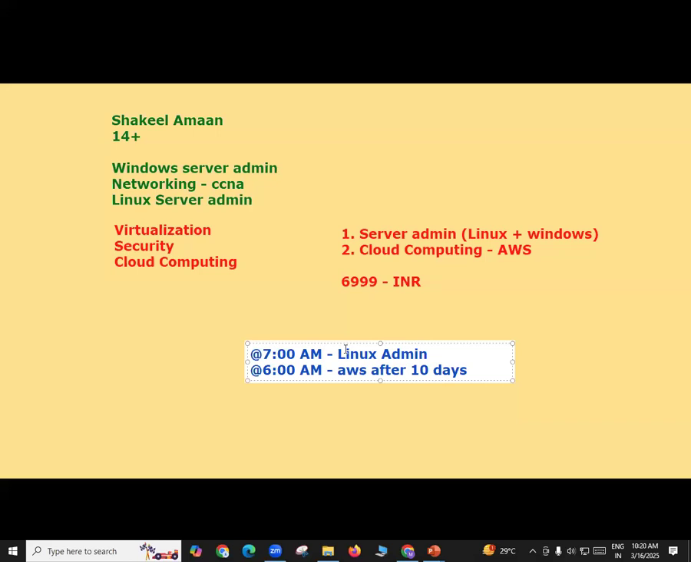Timing wise, this is the best possible option because both the classes are starting close to each other, right? 6 a.m. will be AWS after 10 days and 7 a.m. will be Linux administration exactly from tomorrow. That is from Monday, 7 a.m. India Standard Time. Okay, fine.